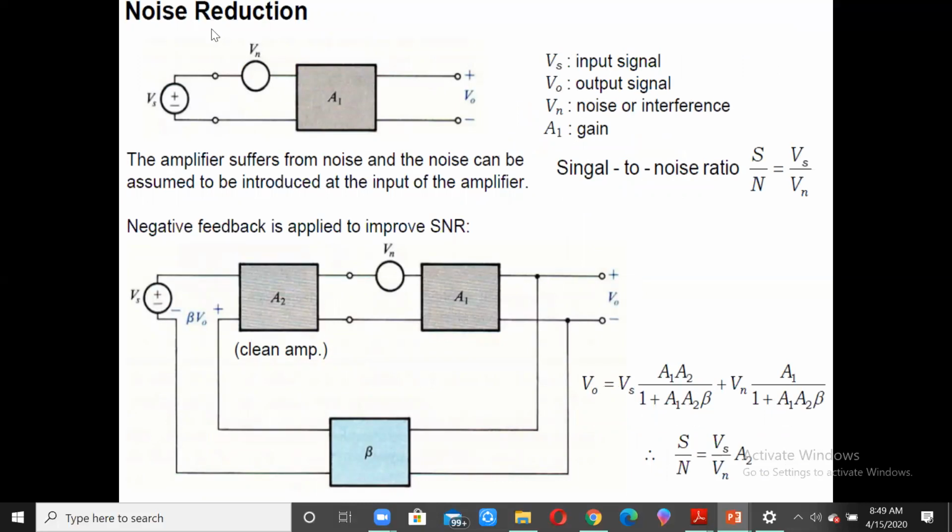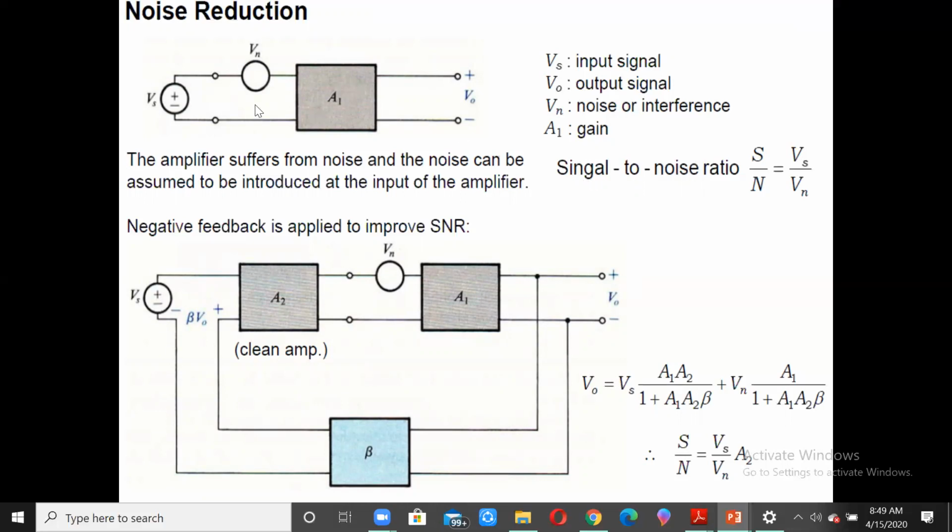Another property of negative feedback is noise reduction. In general, the noise gets added at the input side before amplification, and it might get amplified by the same amount as the signal source. So we write here the input signal Vs, the noise signal Vn, the output signal V0, and the gain of the amplifier A1.